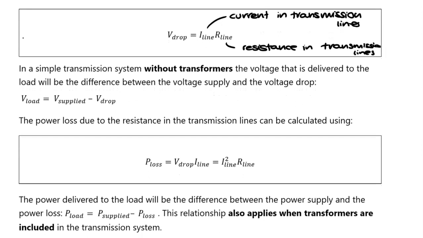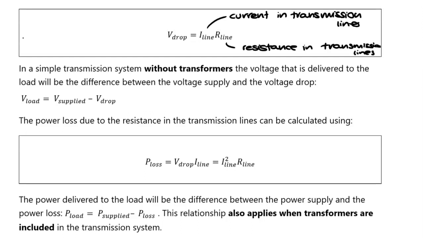Now, in a simple transmission system without transformers, the voltage that's delivered to the load will be the difference between the voltage supply and the voltage drop. So like I mentioned before, whatever voltage we measured across the load, the useful voltage out, had to be the supplied voltage take away the dropped voltage.